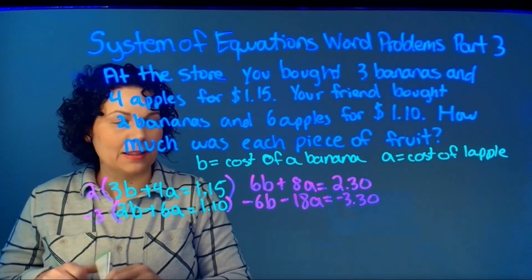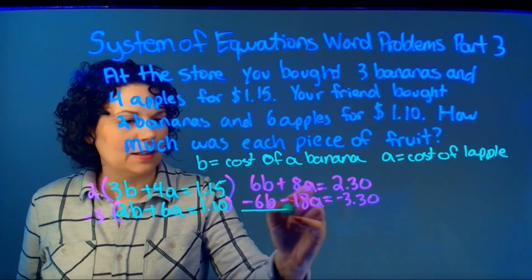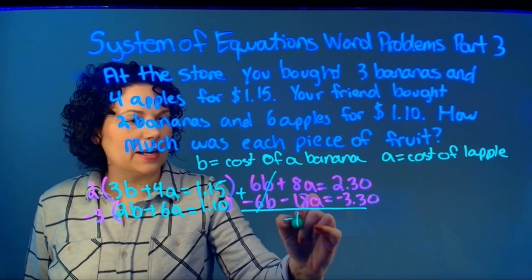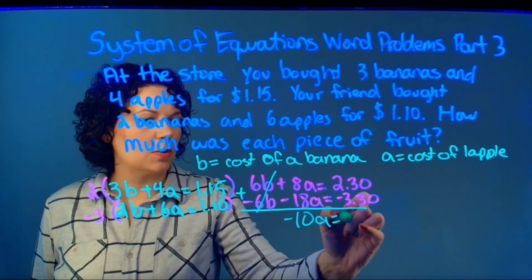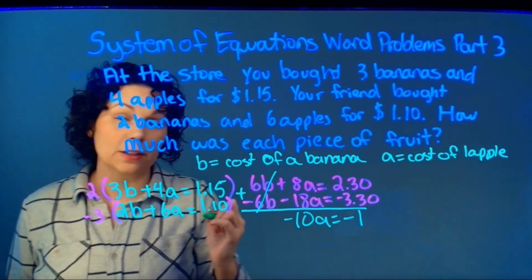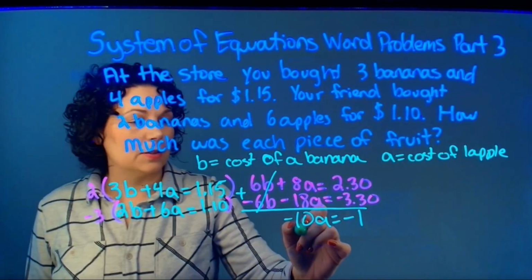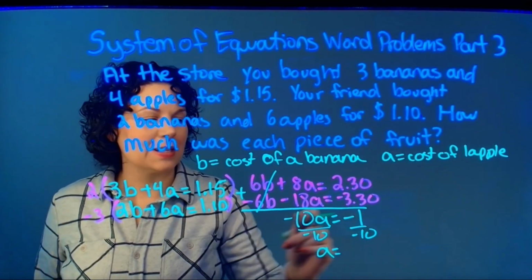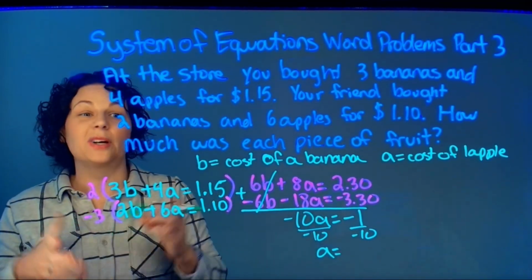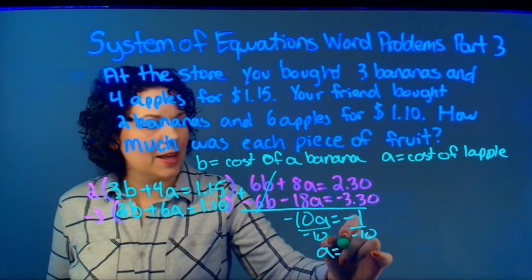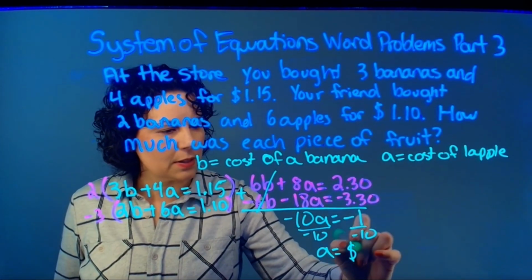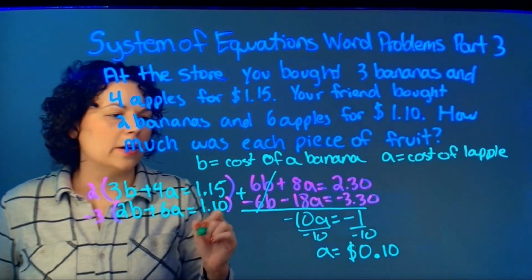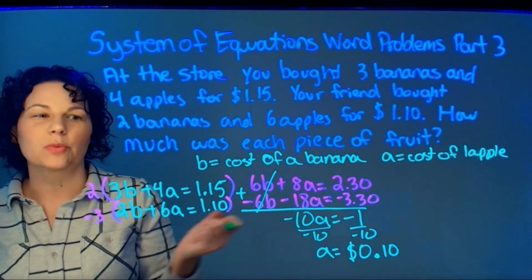So when I combine these two equations by adding, this will cancel. I'll get negative 10A equals negative $1. Then divide both sides by negative 10. And I'm going to do this as a decimal because we're talking about money. We don't usually do money in fractions. And that's going to be 10 cents. So a dollar sign and then a decimal and 10 cents. 1 over 10 is 0.1, but we want to write it like money.